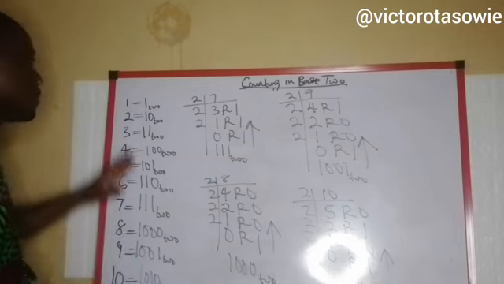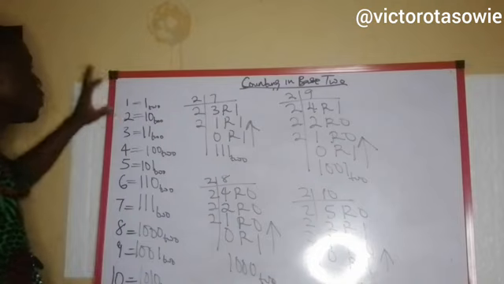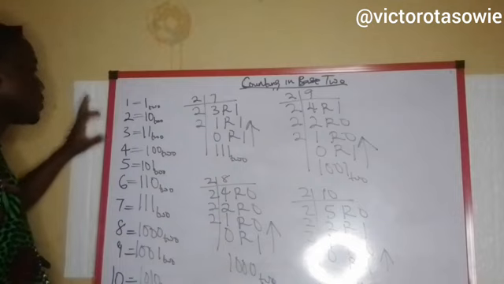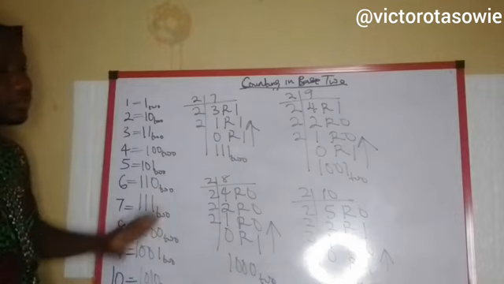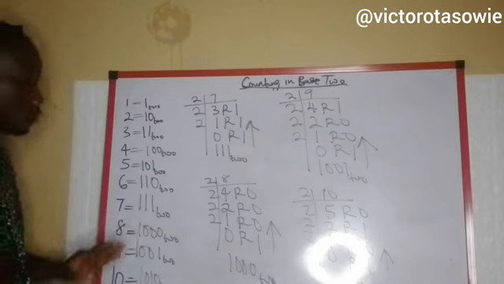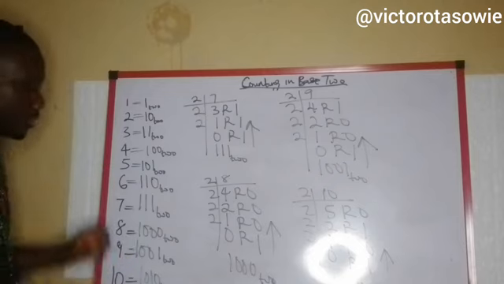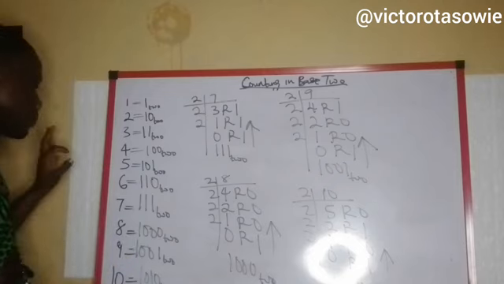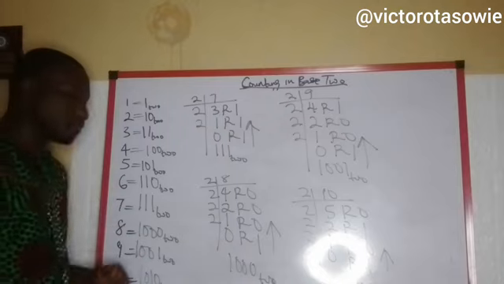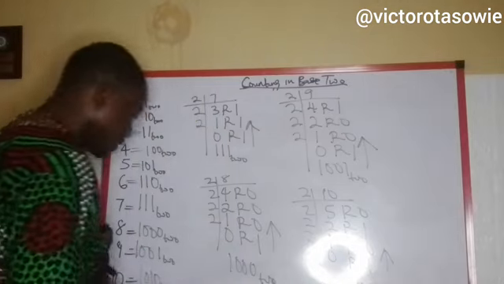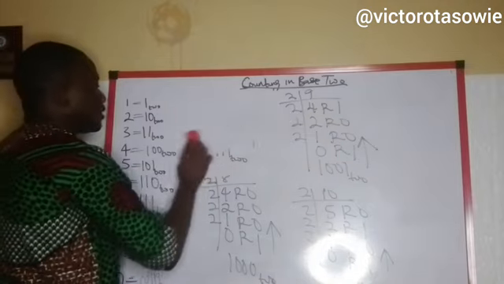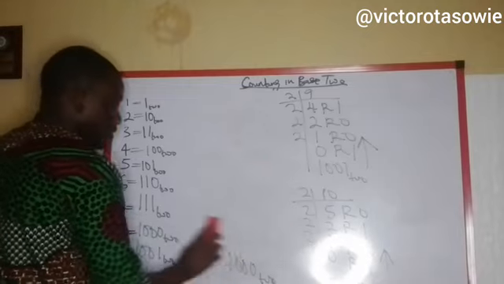So I'll say it one last time. 1 is 1 base 2. 2 is 1, 0 base 2. 3 is 1, 1 base 2. 4 is 1, 0, 0 base 2. 5 is 1, 0, 1 base 2. 6, 1, 1, 0 base 2. 7, 1, 1, 1 base 2. 8, 1, 0, 0, 0 base 2. 9, 1, 0, 0, 1 base 2. Then 10 is 1, 0, 1, 0 base 2. So take note of these valid points for counting base 2.